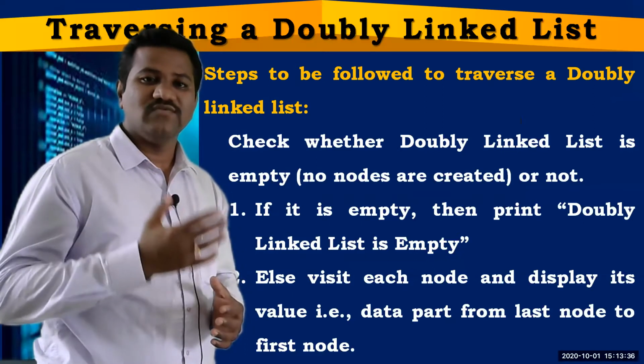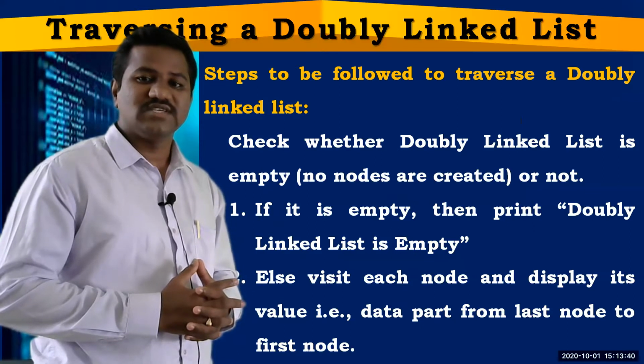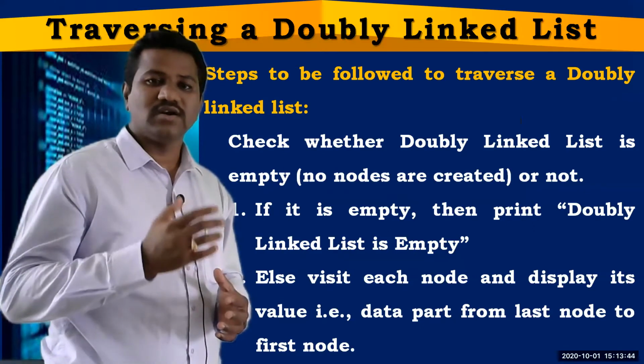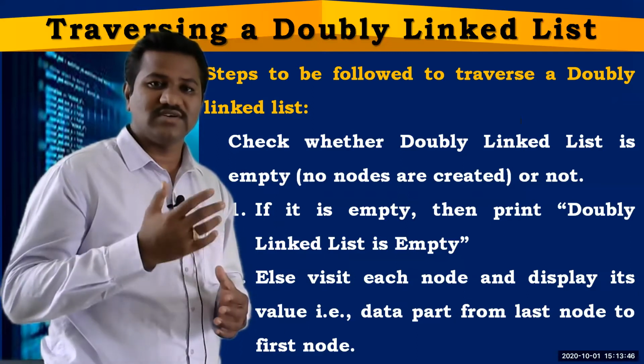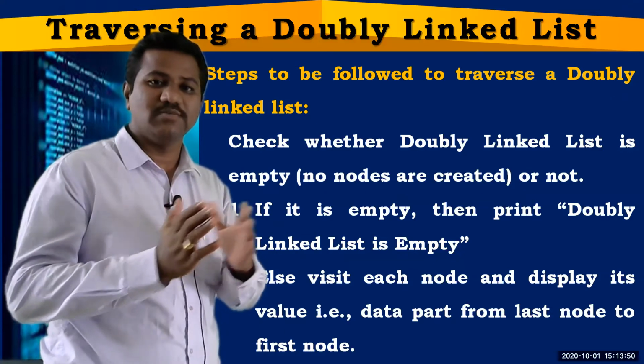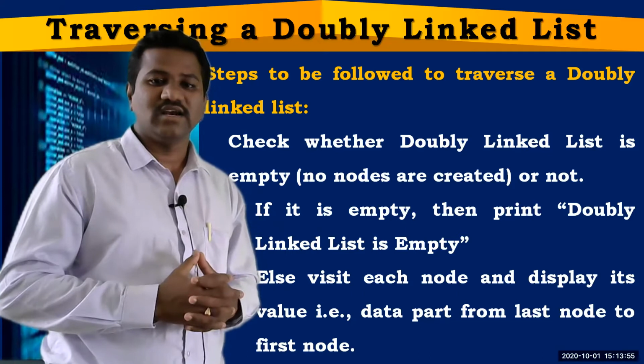If it is empty, we need to print some message that double linked list is empty, or else visit each node and display the value. But if you want to traverse in reverse direction, we need to print the elements from last element to first element. And how we are going to do that, we'll be discussing clearly.